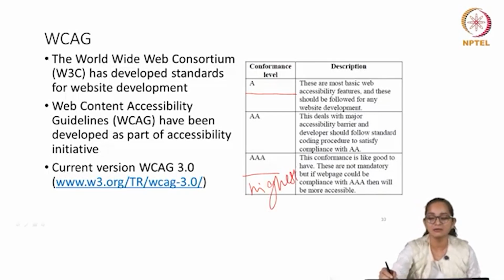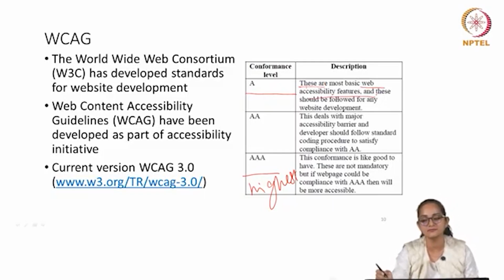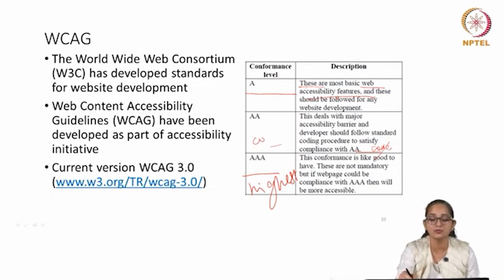So, A incorporates most basic web accessibility features. These should be followed for any website. AA deals with major accessibility barriers, and developers should follow standard coding procedure to satisfy compliance. So, these aspects may need code level changes. If it is not compliant at AA level, it may need code level changes to make it compliant.